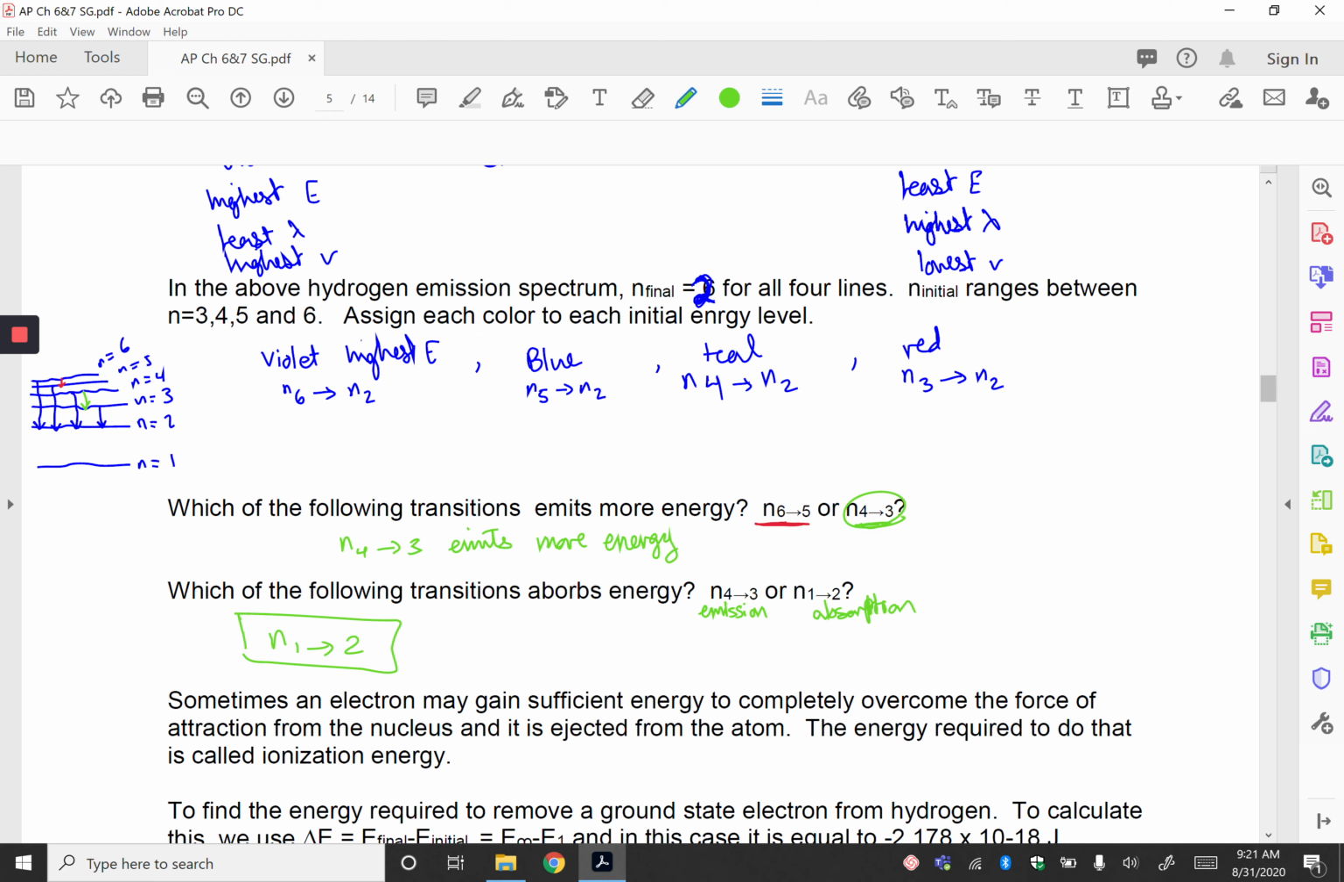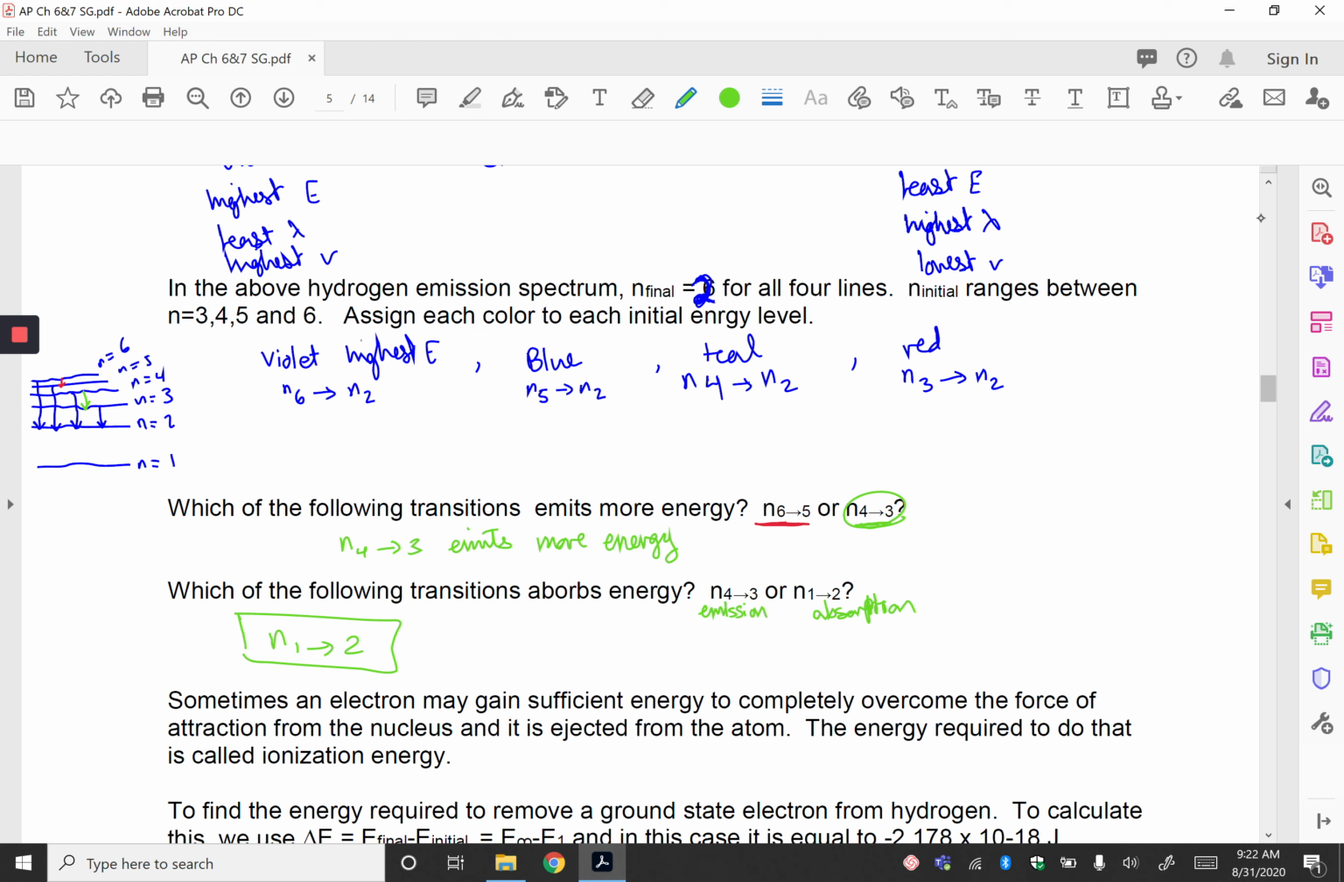Okay. Now, we give these electrons energy and they jump up to higher energy levels. But what if we give them enough energy that overcomes the attraction to the nucleus and the electron is basically ejected out of the atom? That could happen. The energy that's required to do that is called the ionization energy.